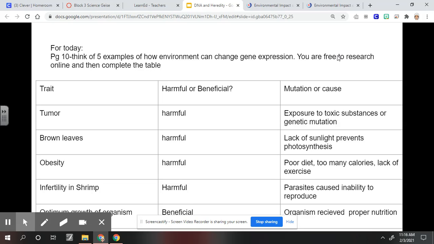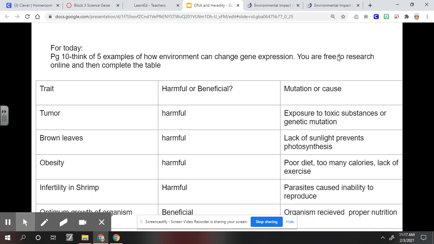Okay, brown leaves, as we discussed in the plant, that's what's showing up in the plant. Is there a gene for those brown leaves? No, but lack of sunlight or lack of water or improper temperatures, these are environmental factors that cause a harmful change to the organism. Lack of sunlight prevents photosynthesis from happening, and therefore the plant will die.